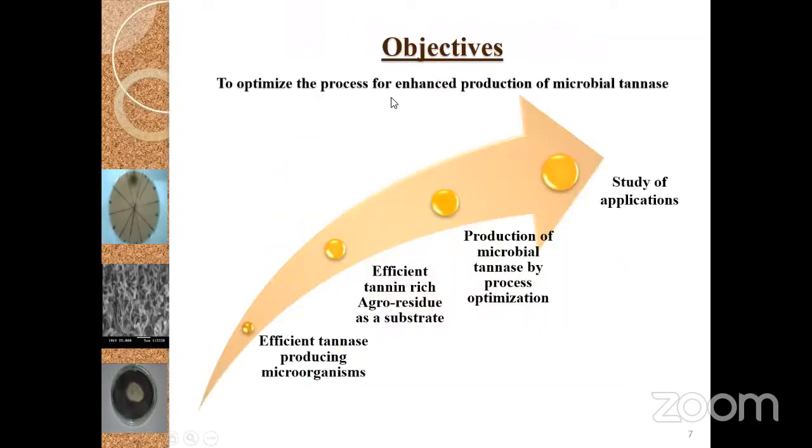So the objective of my research work was to find the efficient tannase producing microorganism, as well as to find the tannin rich agro residues, and using the combination of these two, to produce microbial tannase using the process optimization method and study its application. So to optimize the process for the enhanced production of the microbial tannase, we have a particular roadmap with us.